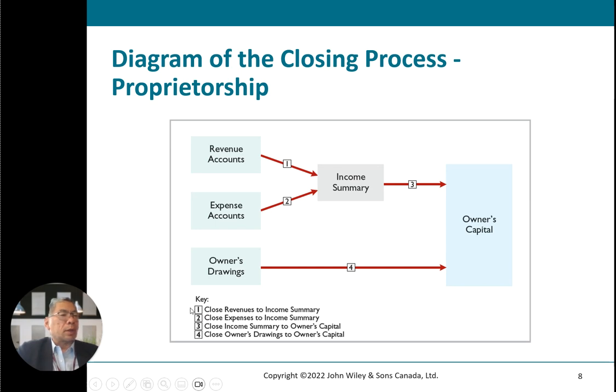The key is here at the bottom. Number 1, close the revenue to income summary. Number 2, close the expense to income summary. Number 3, close income summary to owner's capital. Number 4, close owner's drawing to owner's capital.